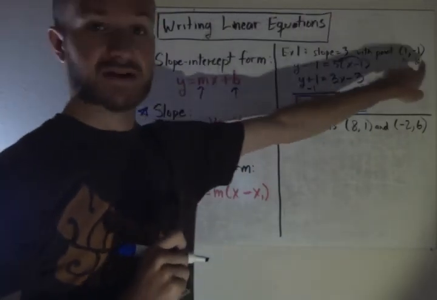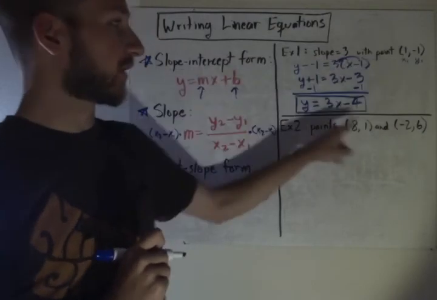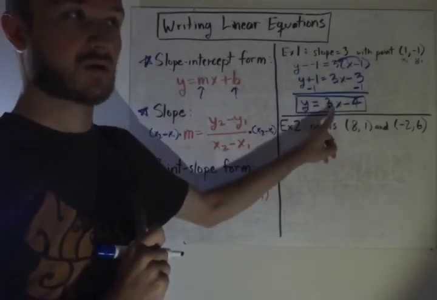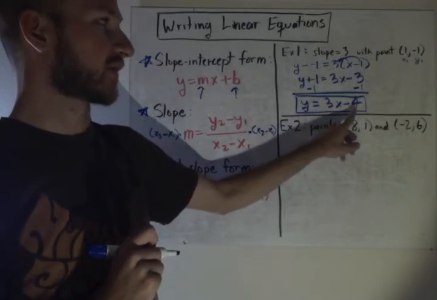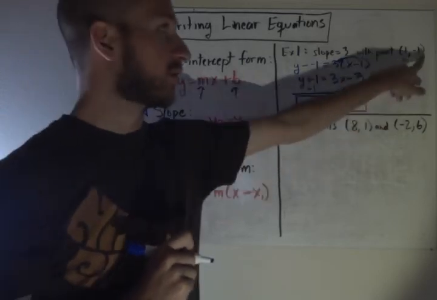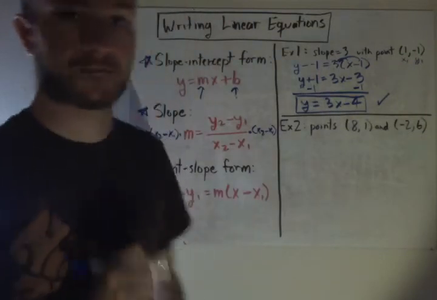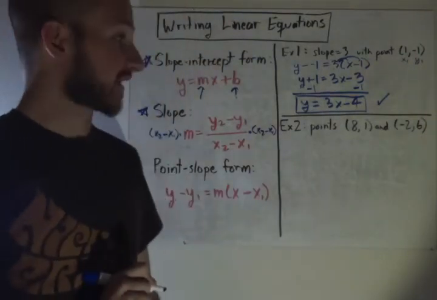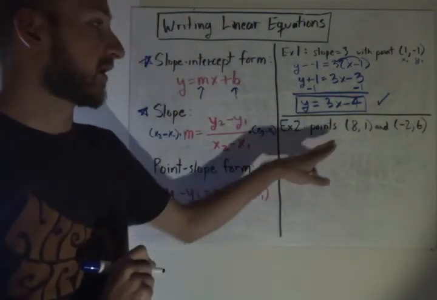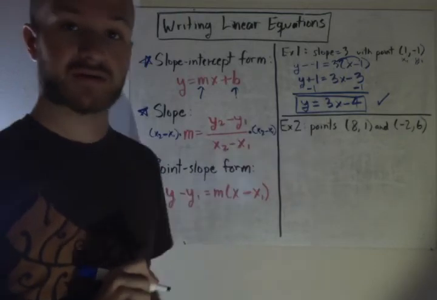I want to check this last point. If I plug in 1 for x, I get 3 times 1. 3 times 1 is 3. Subtract 4, I get negative 1, which is exactly what it should have been. Check. Right. Now the second problem, the second example here, I'm not given the slope, I'm just given 2 points.